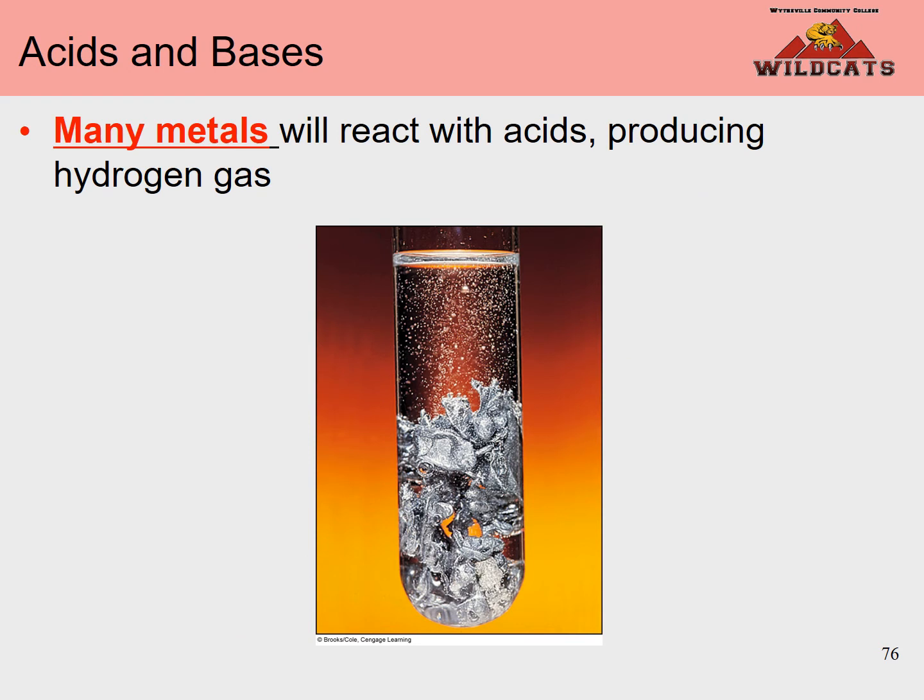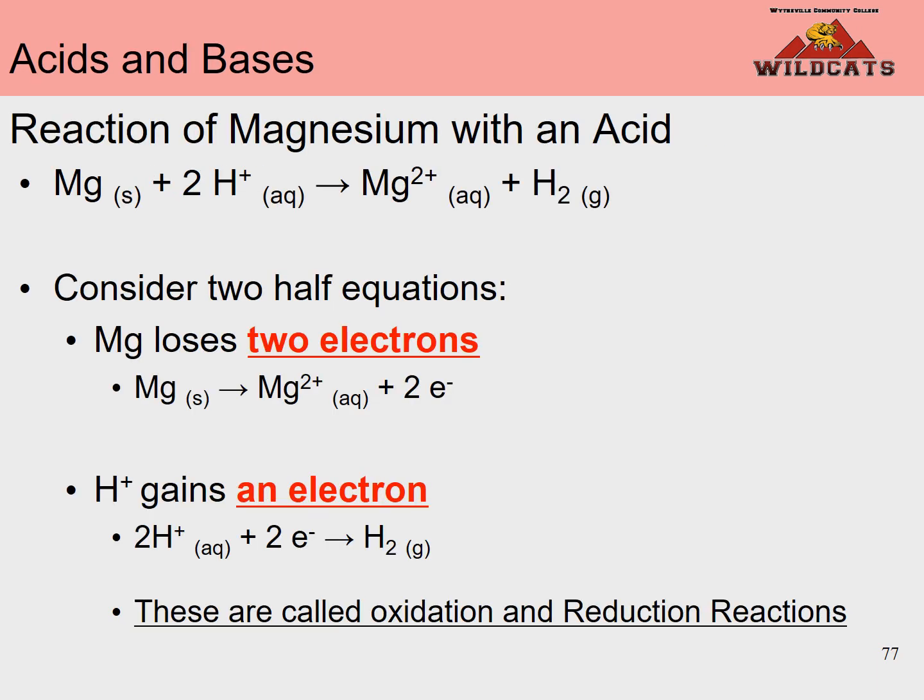Okay. Many metals react with acids, producing hydrogen gas, and now we're talking about gas-producing reactions. The reaction of magnesium with an acid, our net ionic equation, gives us magnesium as a solid, and we end up with hydrogen gas. So if we break this into two half equations, notice that the magnesium loses 2 electrons, and hydrogen gains an electron. So we have our next type of reaction, which are oxidation reduction reactions.